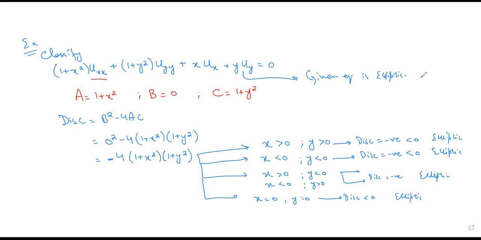So basically, these are the examples of the classification of second order partial differential equations. I hope this is one of the easiest topics, how we can classify the second order partial differential equation. In the next lecture, we'll learn about the method of separation of variables.